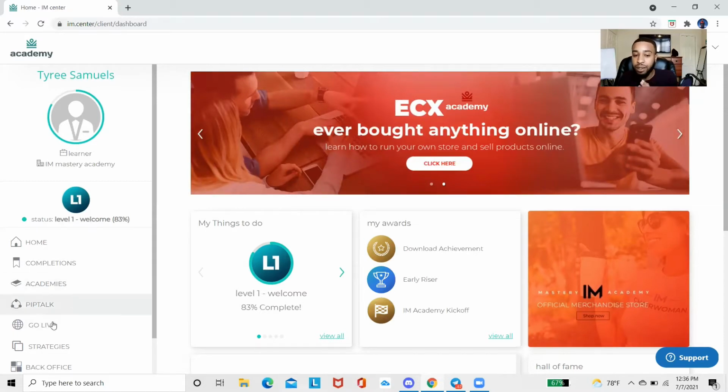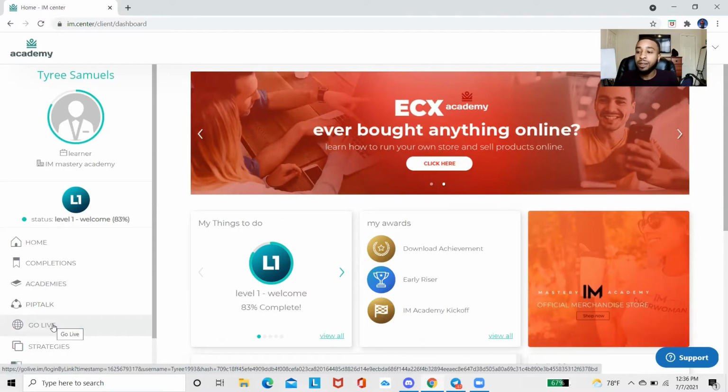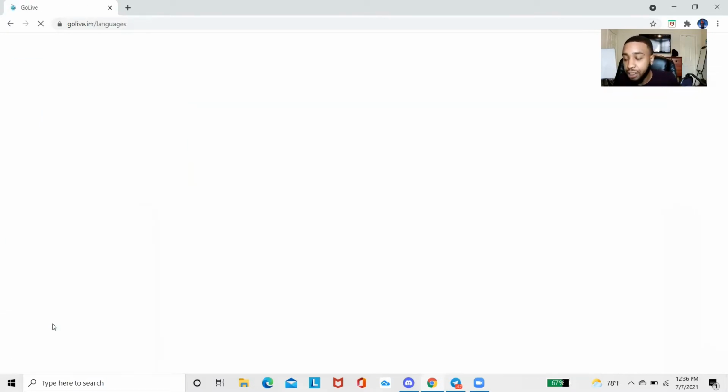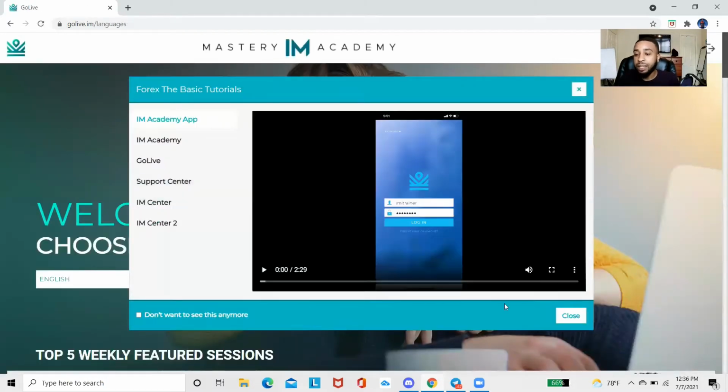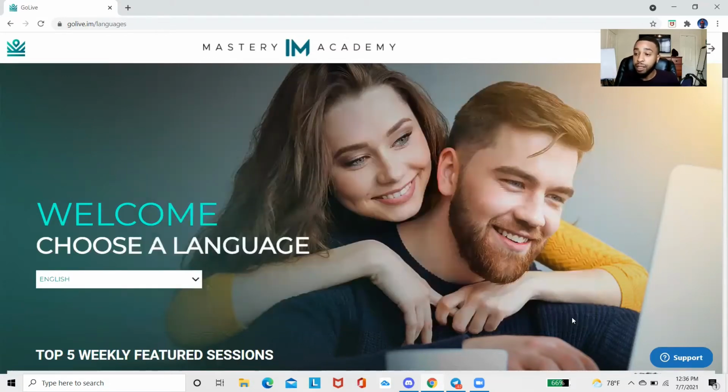The next thing you want to do, you guys should already know this by now, is click on where it says go live. Whenever you click on go live, this is exactly what's going to be happening. Same thing as always, you're going to get some basic tutorials that help you walk through how to use the platform. Go live is essentially your educational platform to take advantage of all the education coming from all the 6- and 7-figure traders in the market.